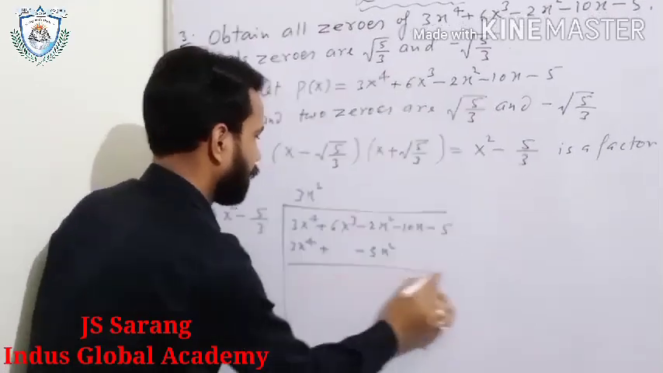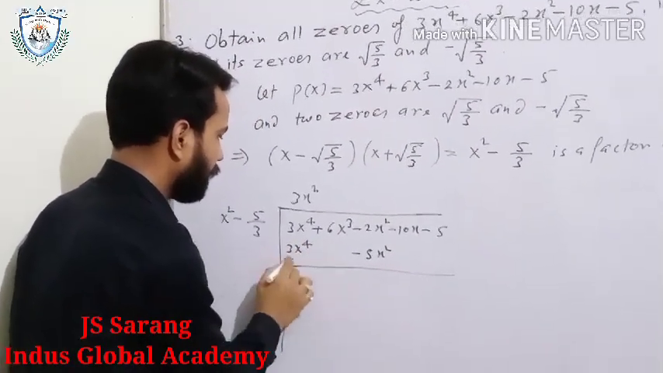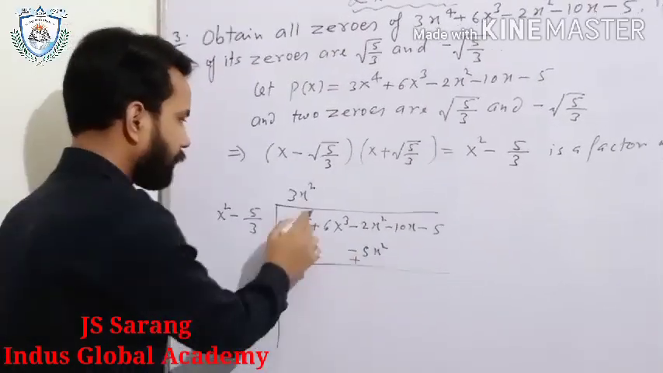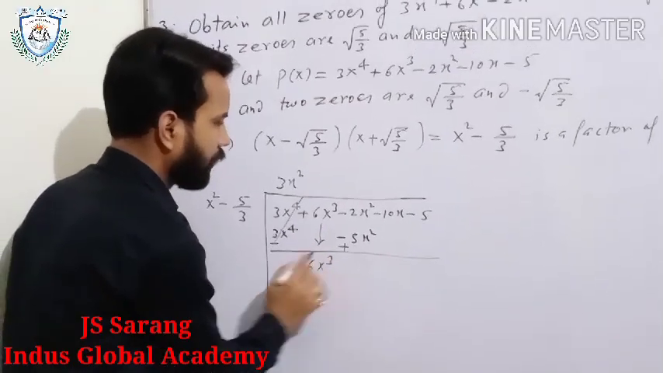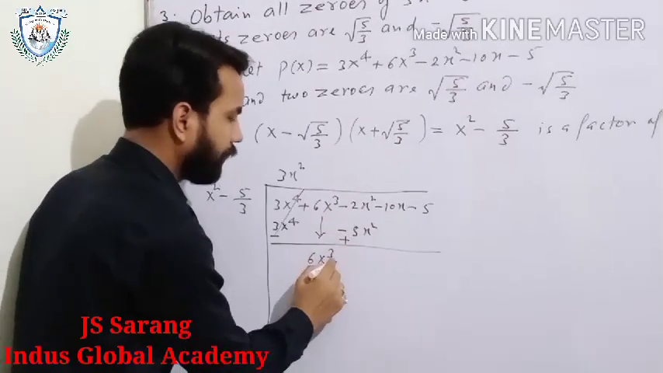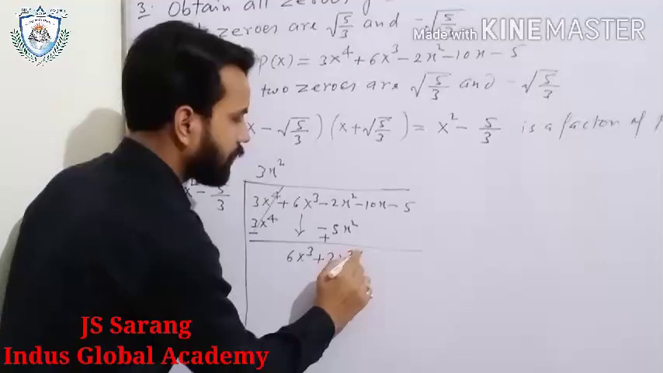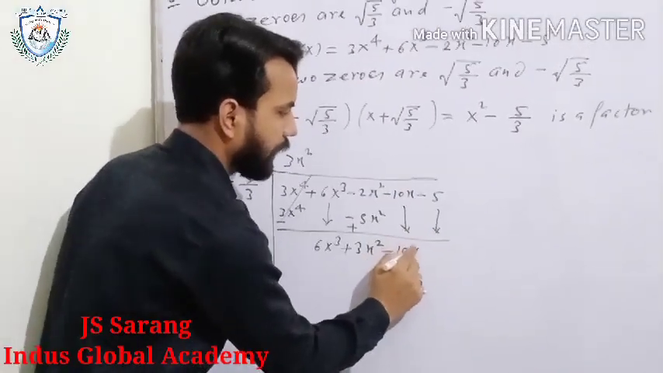Now we will change the sign. This is positive, so it will be negative, and this is negative, so it will be positive. The first term can be cancelled. What is left? 6x cube minus 2x square plus 5x square. On simplifying, we will get plus 3x square minus 10x, and minus 5 will remain the same.